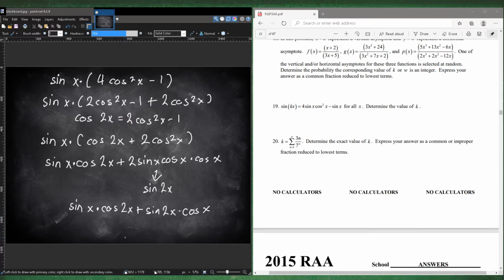Well, this is just the trigonometric identity for the sine sum angle: sine, cosine, cosine, sine, with x and 2x for each one. They just moved it around and then added. So all we had to do is x plus 2x, that's 3x. So that means 3x is equal to kx, which means our k is equal to 3. So that's our answer for number 19. You just need to recognize that identity.